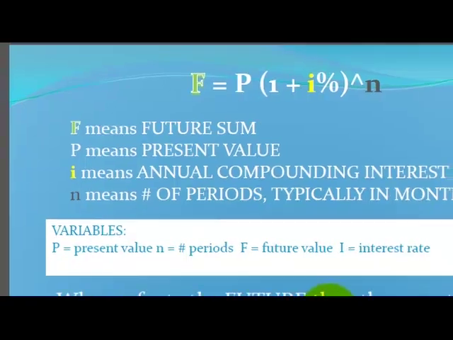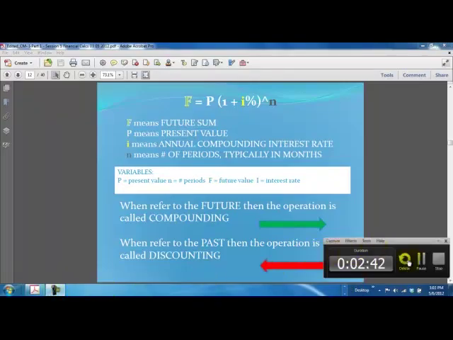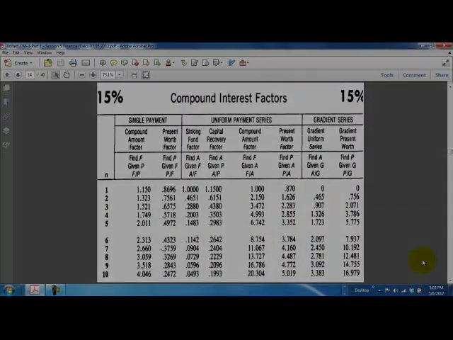Now when you look at this, you see the green arrow going from the beginning to the end. These are called compounding calculations, where you have the present value of funds and you're looking for the future value. When you start in the future with the future value and you're trying to go back to the present value, that's called discounting.